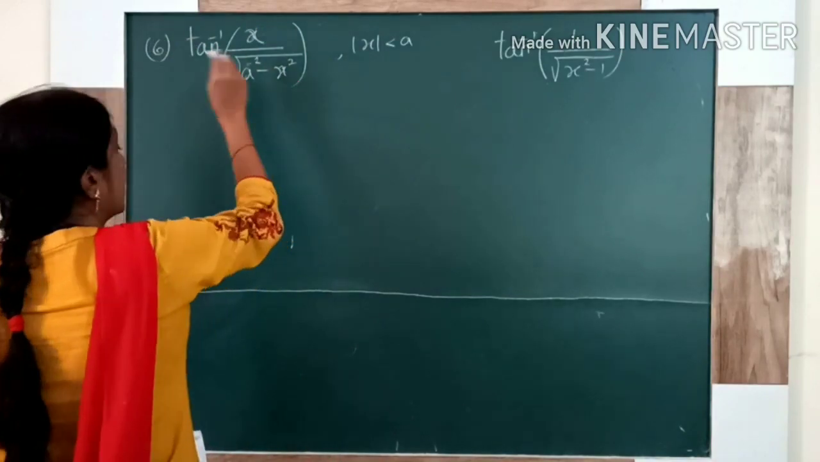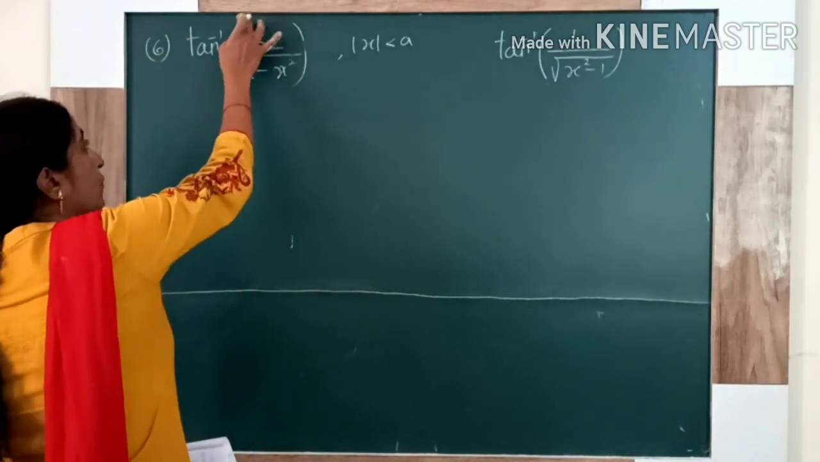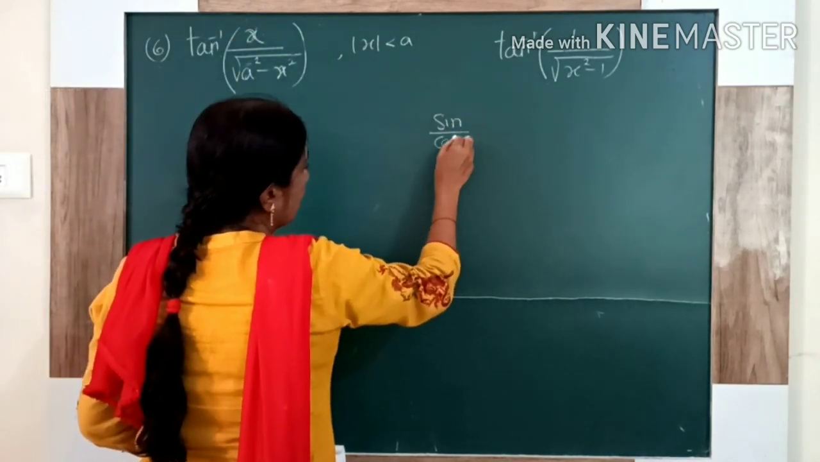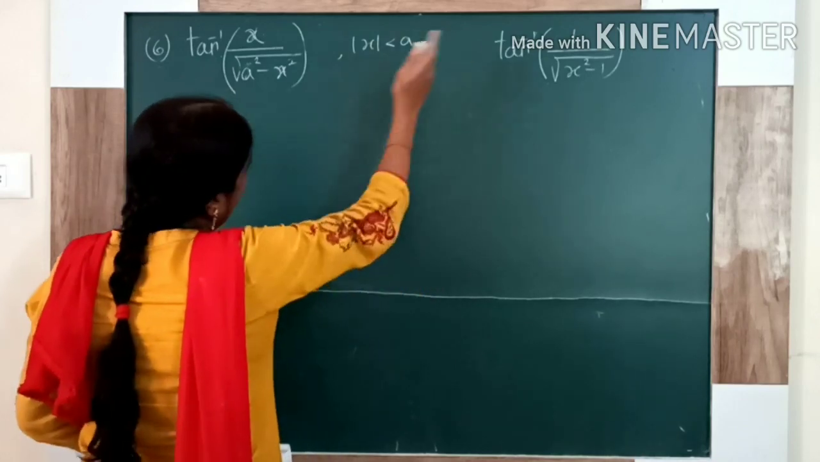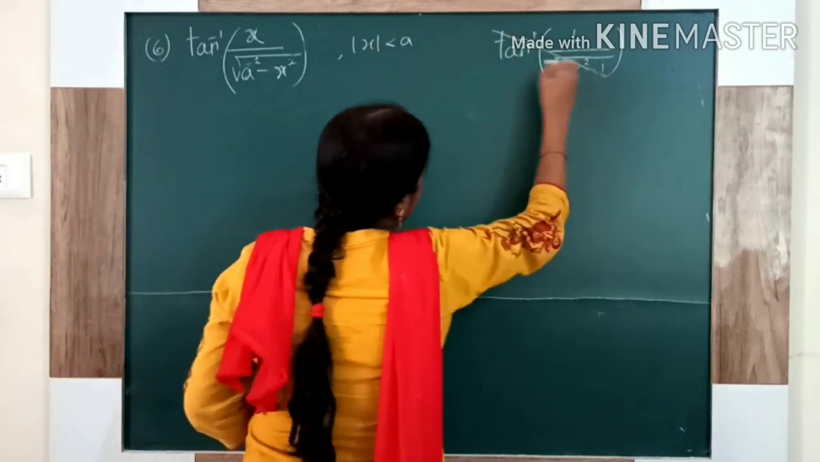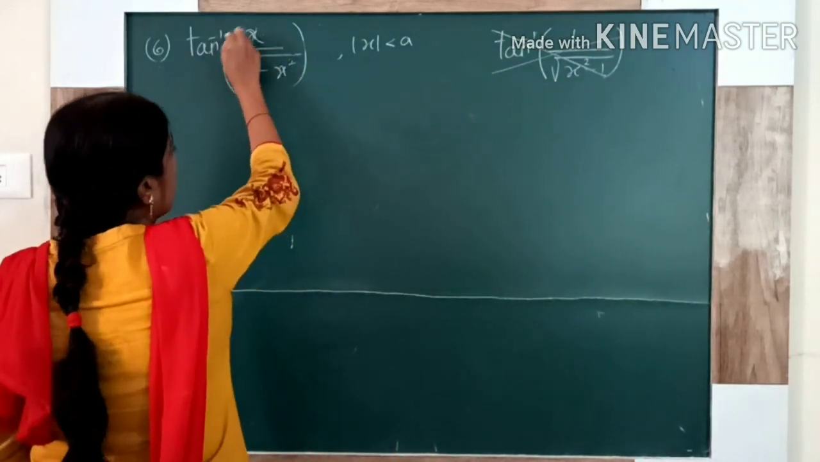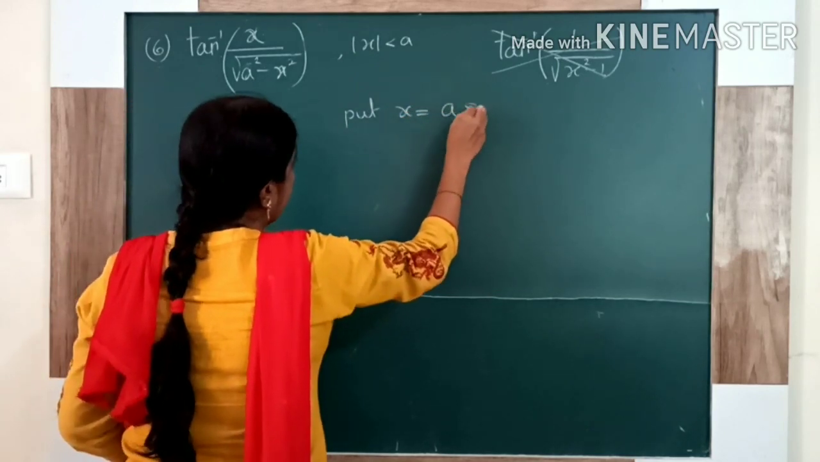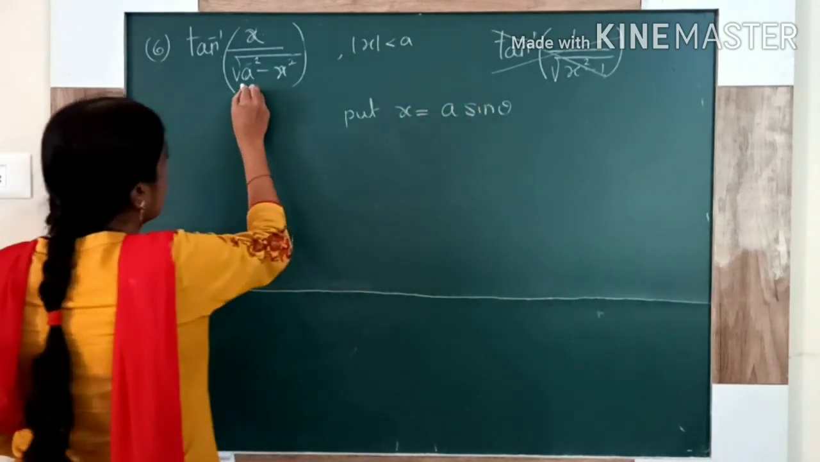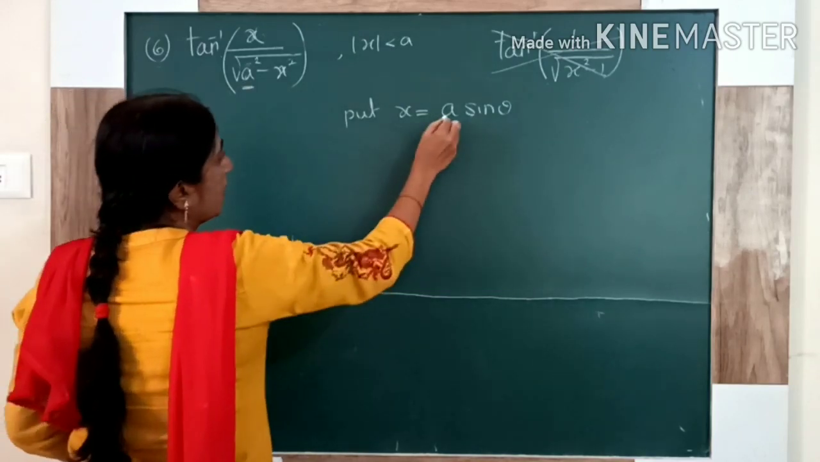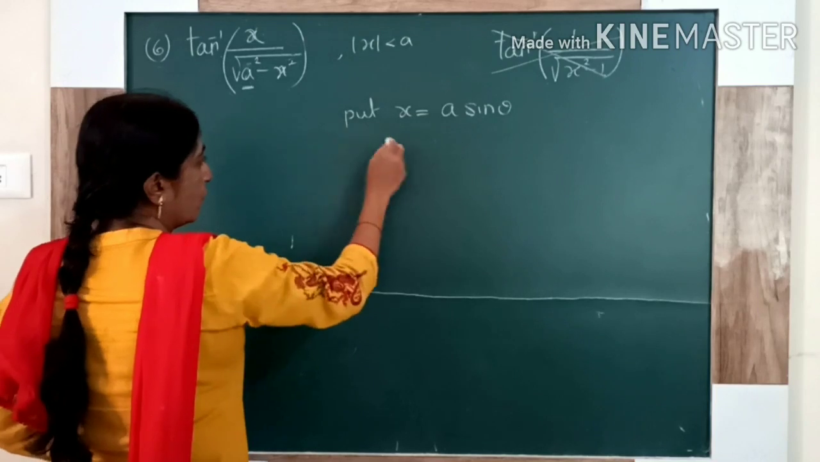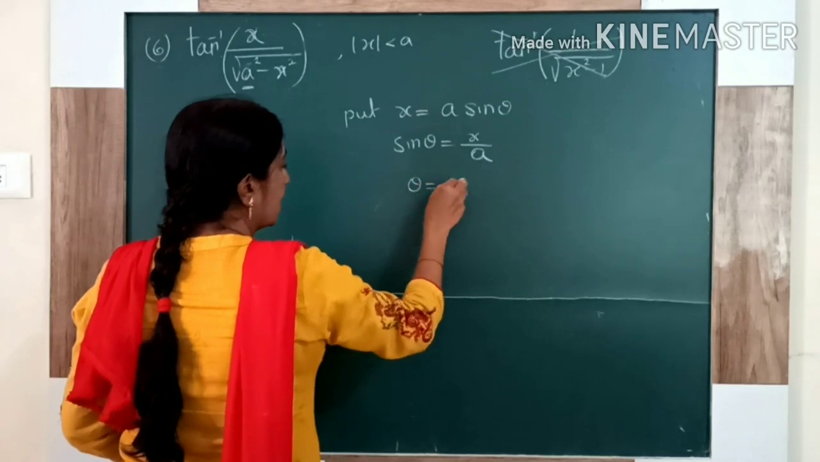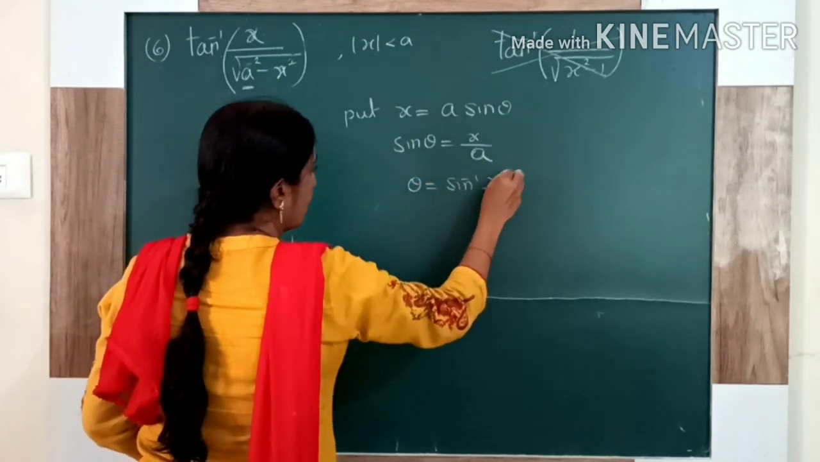If there is x in the numerator and we have to convert this bracket as a tan, then if it is sin by cos, only then you are getting tan. That means we are thinking a little bit differently from the earlier example. So to get this bracket as a tan, I am writing x as a sin theta, not only sin theta. Why a sin theta? Because we have a square here. If you write a sin theta, then only you are getting the simplest form. Then what is sin theta? Sin theta is x by a. Theta is sin inverse of x by a.